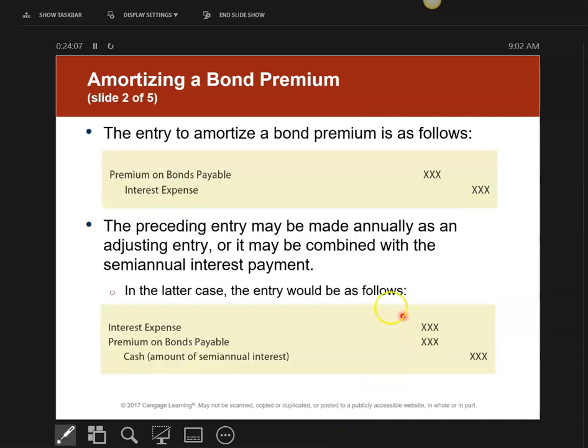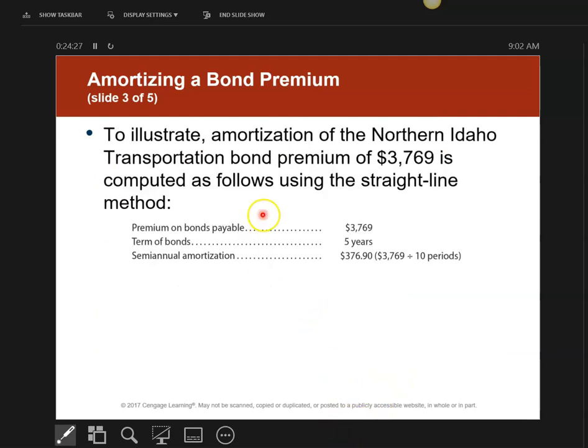And here's the journal entry we're going to use down here. Very similar to the other one. No matter what, the cash credit will be the interest payment of the $6,000. That never changes. The interest expense and then the premium on bonds payable. So this is very similar to what we did in the discounting. We're going to take the amount in the premium on bonds payable. The bond is 5 years and it's twice a year, so I'm going to divide it by 10.